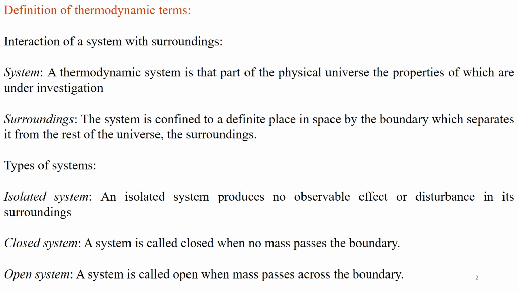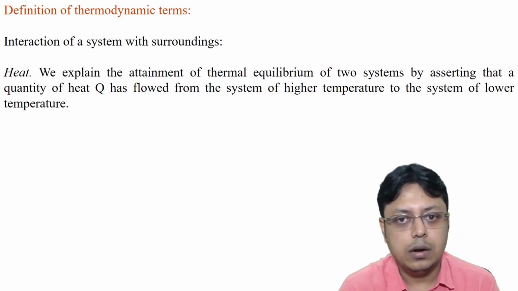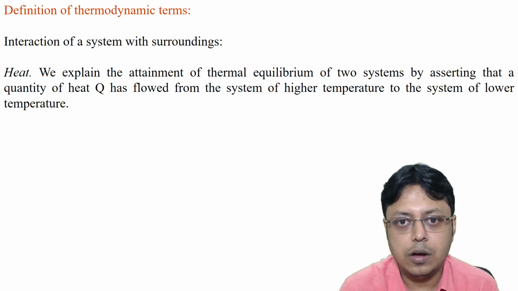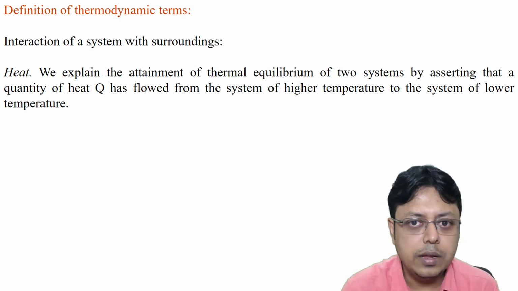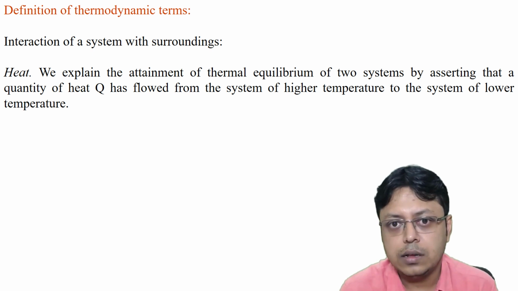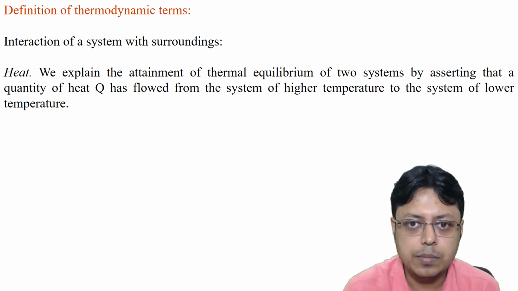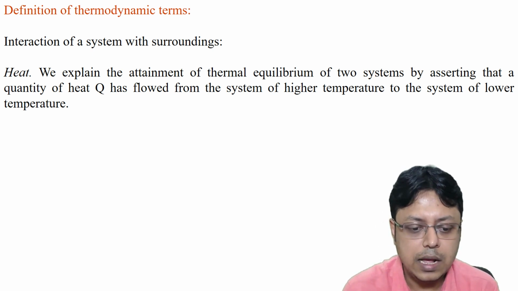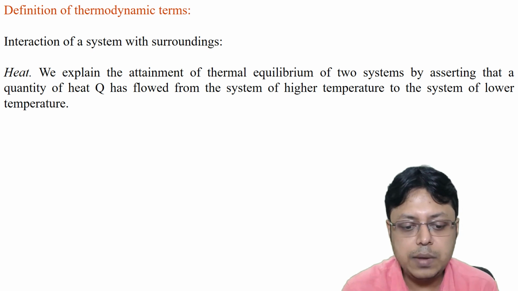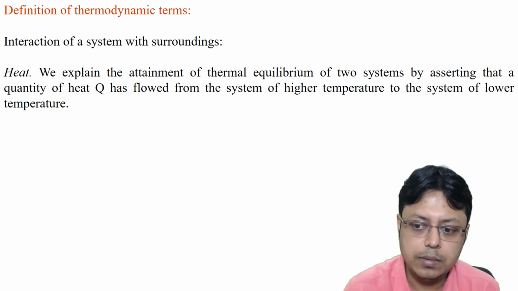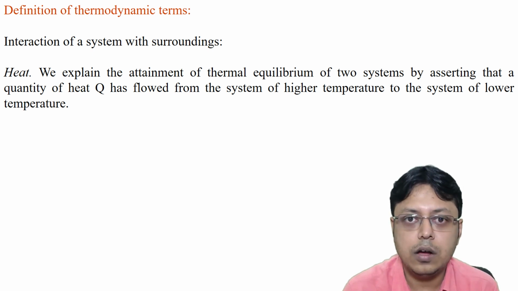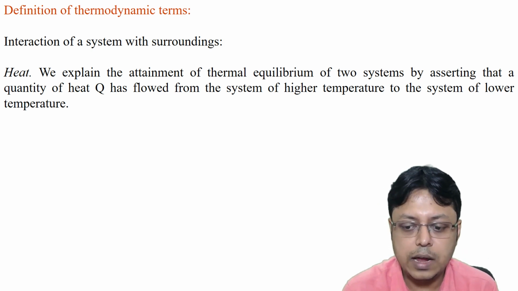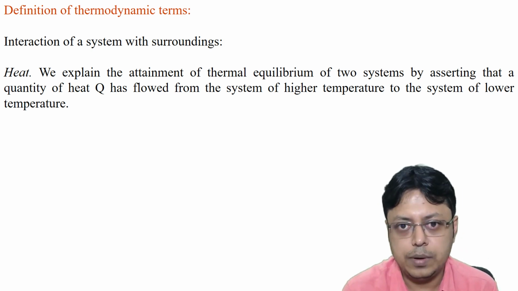Now let us define some other terms. What is very important in thermodynamics, as we discussed, is the interaction of a macroscopic system with its surrounding, and during this interaction there is flow of heat into the system or into the surrounding. Now heat is defined as follows. We explain the attainment of a thermal equilibrium of two systems by asserting that the quantity of heat, which we denote usually as capital Q, flows from the system of higher temperature to the system of lower temperature.